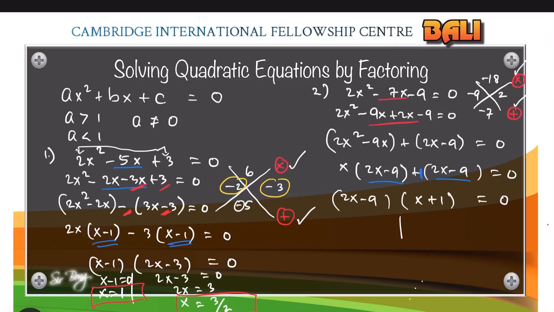Equating both factors to 0, so 2x minus 9 is equal to 0. So 2x is equal to 9. So x is 9 over 2 or 4.5. x plus 1 is equal to 0. So x is minus 1.